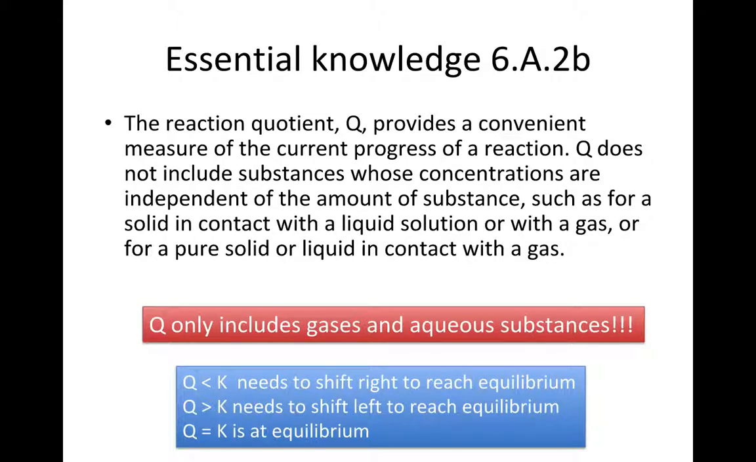Now just a reminder, if our Q is less than our K, it means our products over reactants ratio is too small to be at equilibrium. So if our products over reactants ratio is too small, we need to make more product and use up some of our reactant to get the ratio in line with the equilibrium values. So that means if our Q is less than our K, we need to shift to the right, to the product side. We need to move some of our reactant over to the product. And likewise, if Q is greater than K, we need to shift to the left. We've got too much product. We need to shift to the left. If Q equals K, we're at equilibrium.